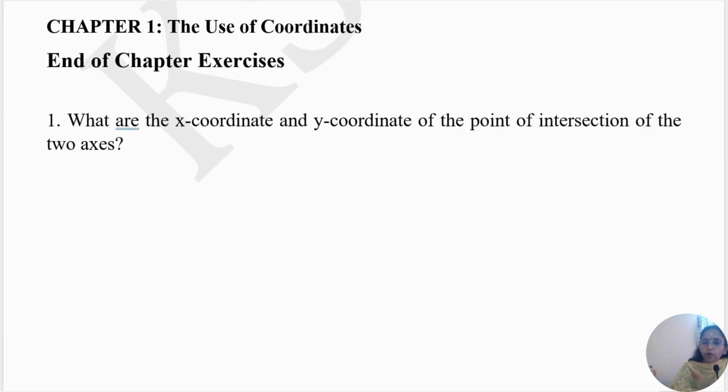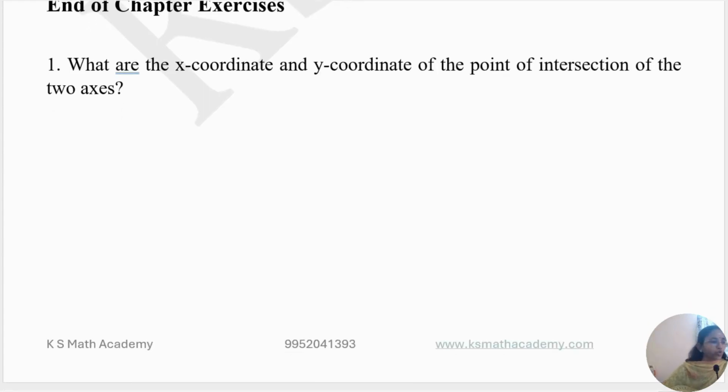And this video is for problems from chapter 1, that is use of coordinates. Look at the question number 1. What are the x coordinate and y coordinate of the point of intersection of the two axes?